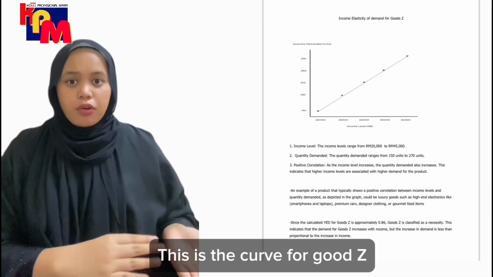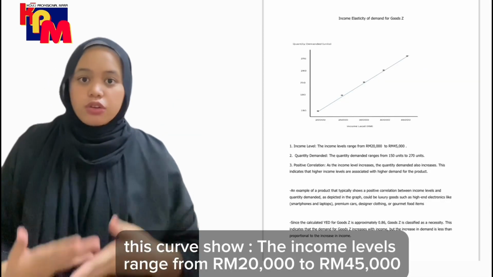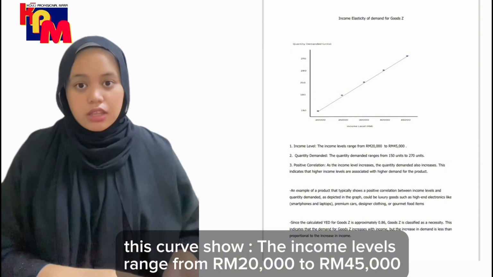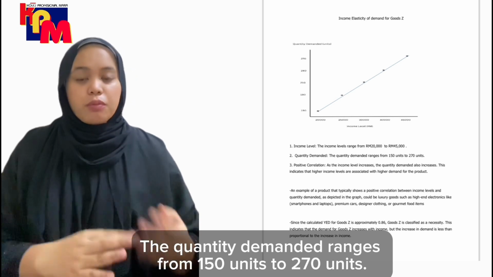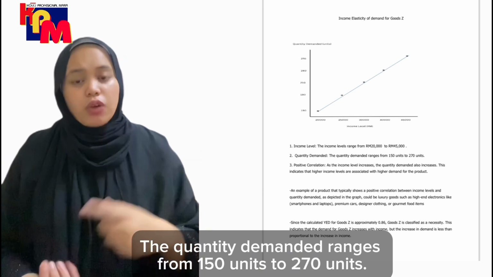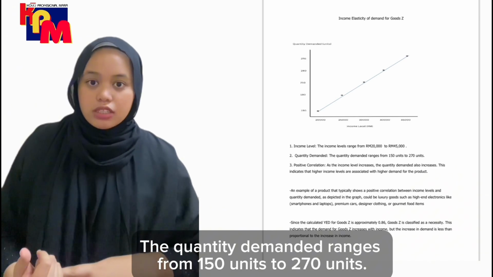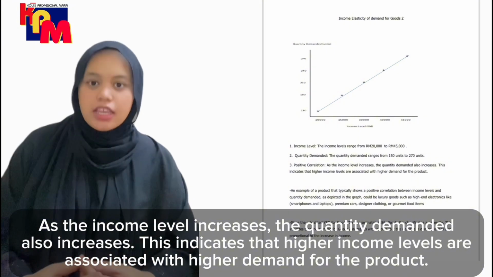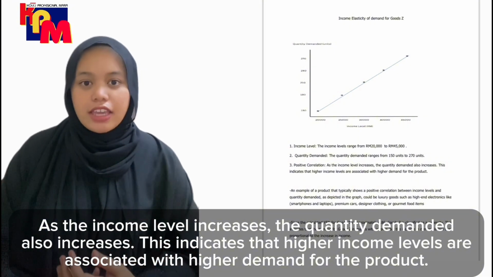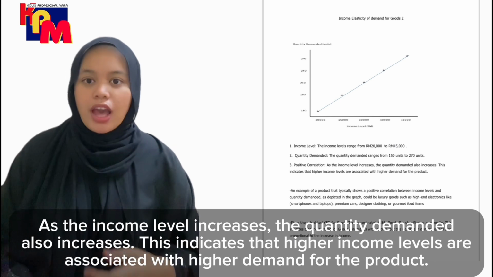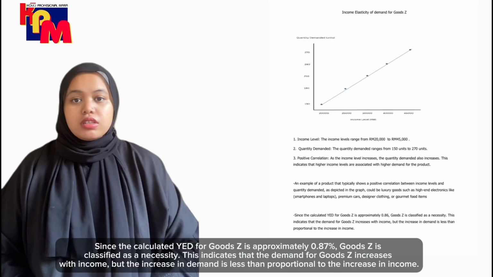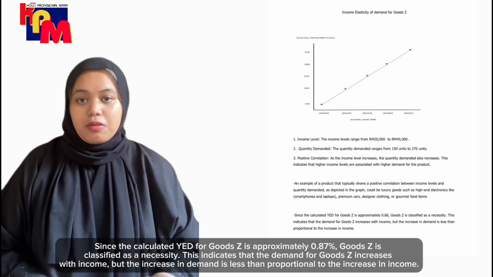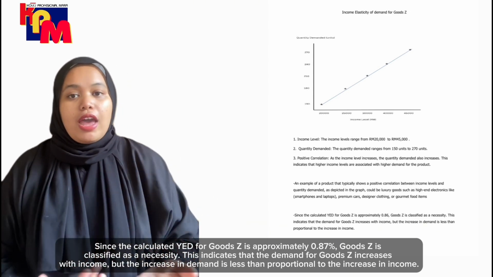This is the curve for good X. This curve shows the income level from 20,000 to 45,000. The quantity demanded ranges from 150 units to 217 units. As the income level increases, the quantity demanded also increases. This indicates that higher income levels are associated with higher demand for the product. Since the YED for good X equals only 0.87, good X is qualified as a necessity.